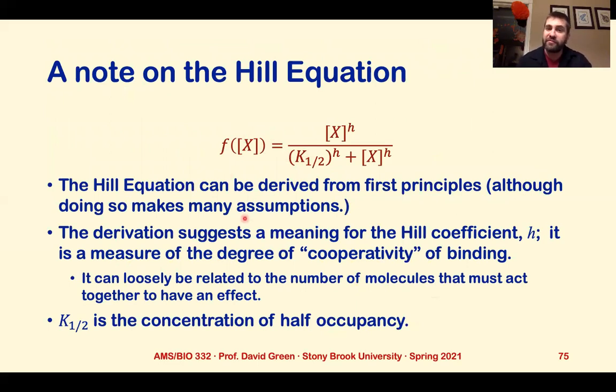It can be derived from first principles, although there are many assumptions in doing so. It wasn't originally derived from first principles. It was originally fit to experimental data on hemoglobin, but afterwards, retrospectively, a derivation of it was found. And that derivation gives a very important meaning to this Hill coefficient, H. It's a measure of the degree of cooperativity of binding.